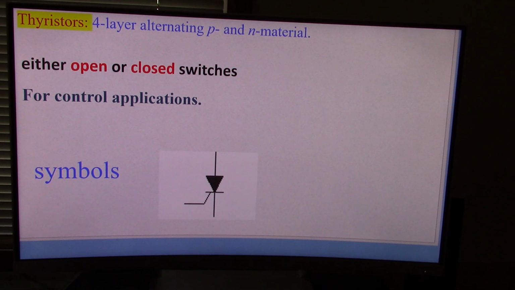So here's one symbol of one kind of thyristor. This is called an SCR, and you see it's like a diode, except it has this extra terminal. This is that 4th layer. Remember, with a regular diode, when you forward bias this device, it could conduct. But with an SCR, it won't conduct until you put a positive voltage to this.